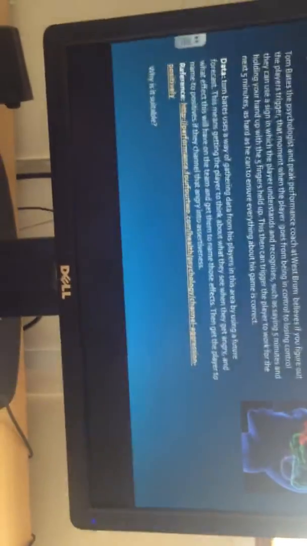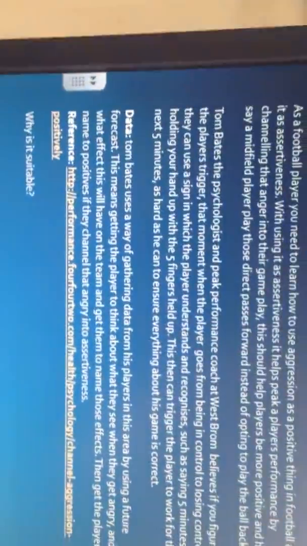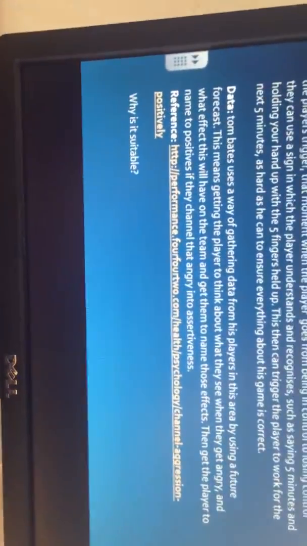This generally helps players be more positive, and helps midfield players play those direct passes forward, instead of, if they become angry and lethargic and just do not want to have a positive aspect on the game, passing the ball sideways and back instead of playing those balls which could potentially win you the game. I've referred to the information provided to me by Tom Bates off the website 442.com.